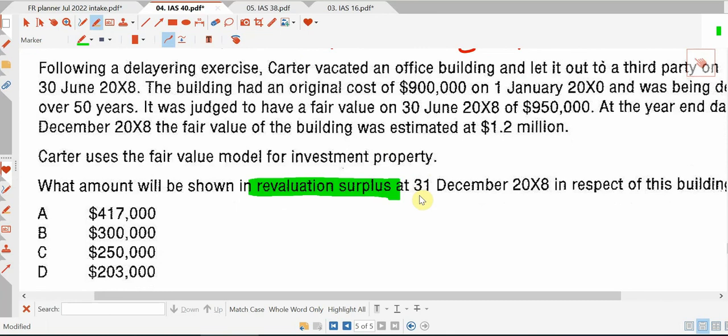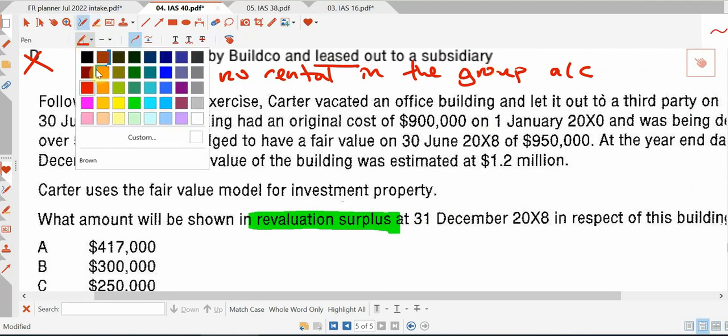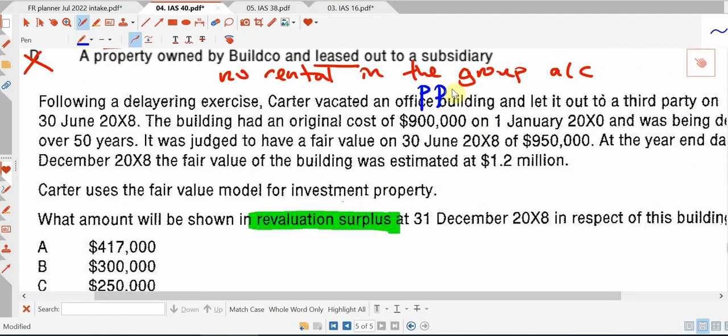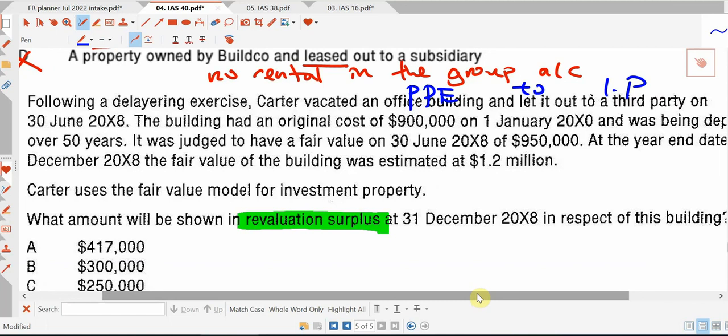Following a delayering exercise, that means they remove staff. The company empty an office building and rent it out. Now, office building was PPE. And when they rent it out, it becomes an investment property. All right, so from PPE to investment property. The building had original cost of 900,000 some years ago, 2000, and our year now is 2008. And it was being depreciated over 50 years. It was judged to have a fair value.